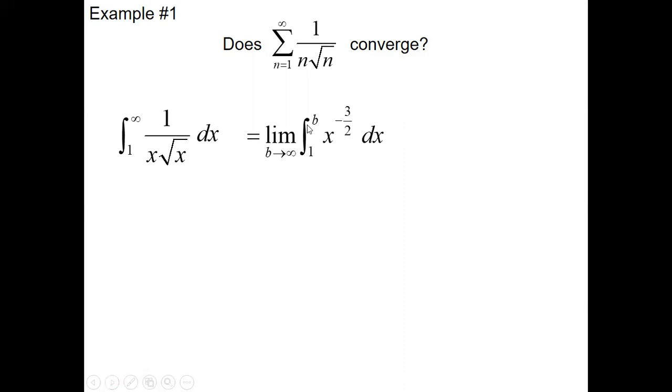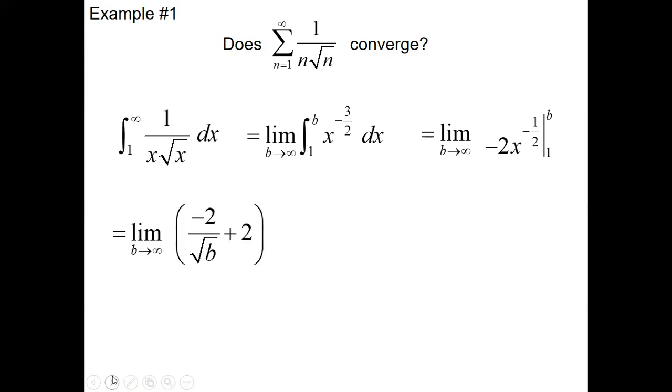I'm going to swap out my limit so I can deal with this improper integral and also rewrite this as a power. So this is x to the half times x, so 1 over x to the 3 halves, or x to the negative 3 halves. Sure enough, antiderivative, simple, simple. We've been doing these for a while. Put in my upper limit and my lower limit. Keep bringing that limit along. I haven't evaluated it. So now as b approaches infinity, we can clearly see that this comes out to be 2.